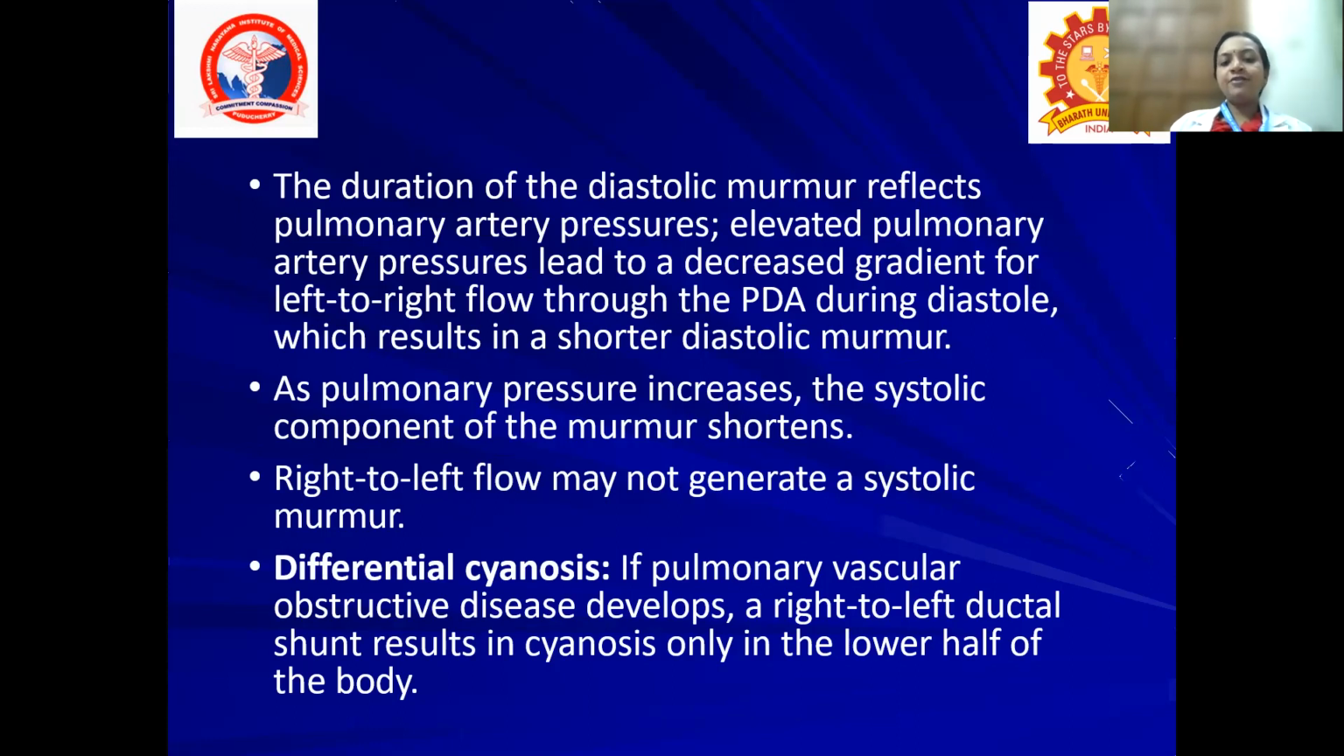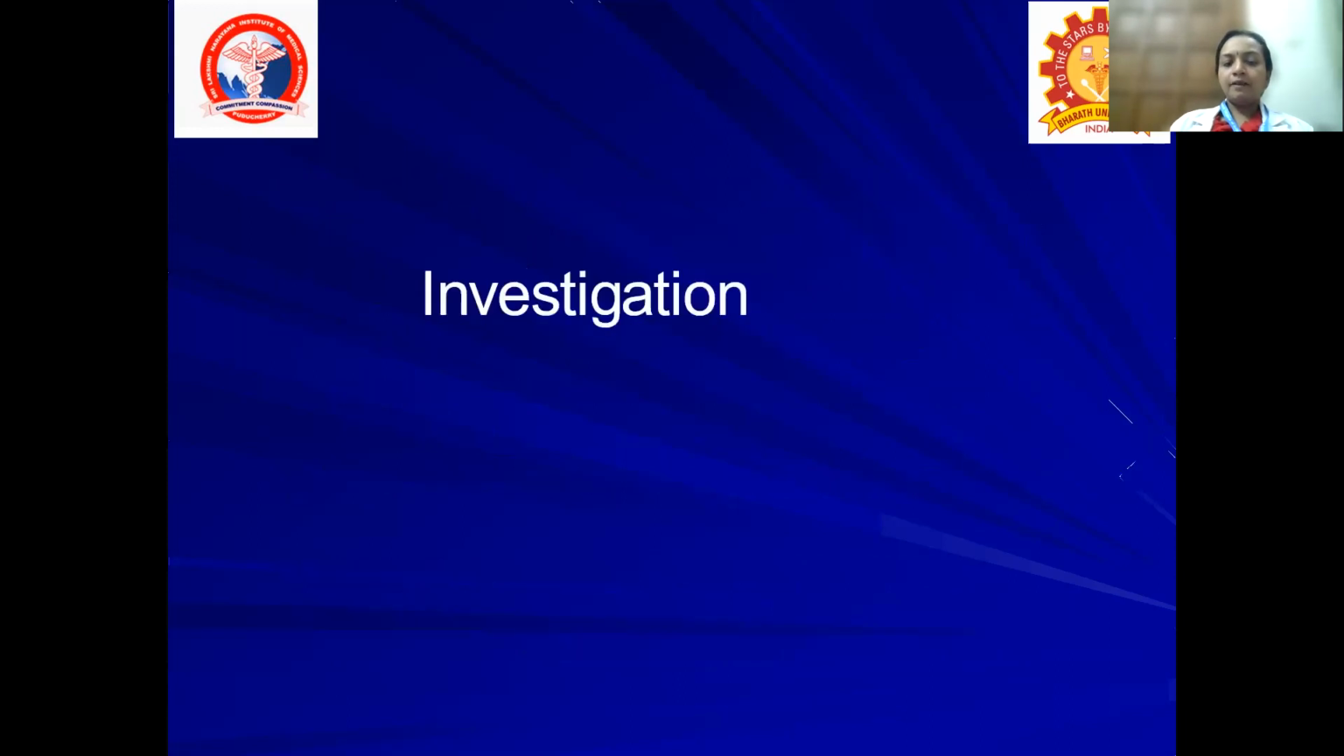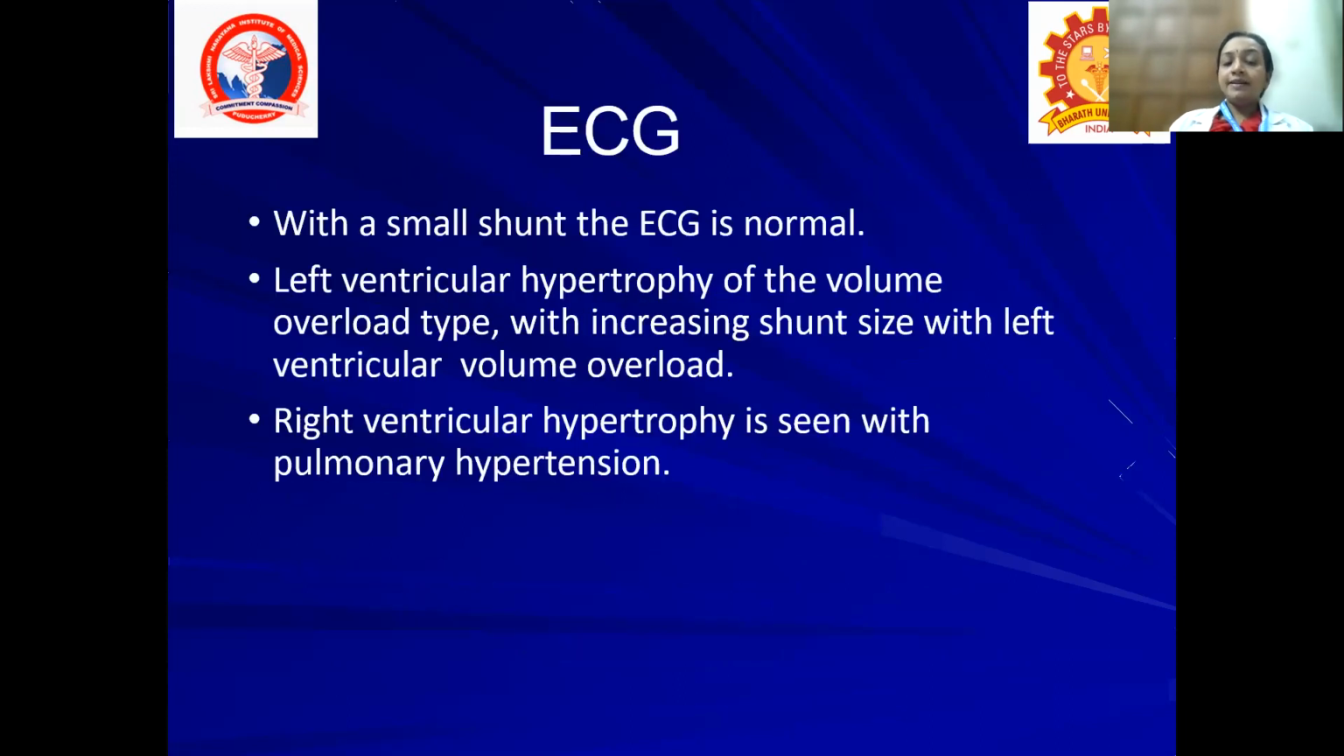Differential cyanosis: if pulmonary vascular obstructive disease develops, a right to left ductal shunt results in cyanosis only in the lower half of the body. What would be the investigations? ECG: with a small shunt, the ECG is usually normal.